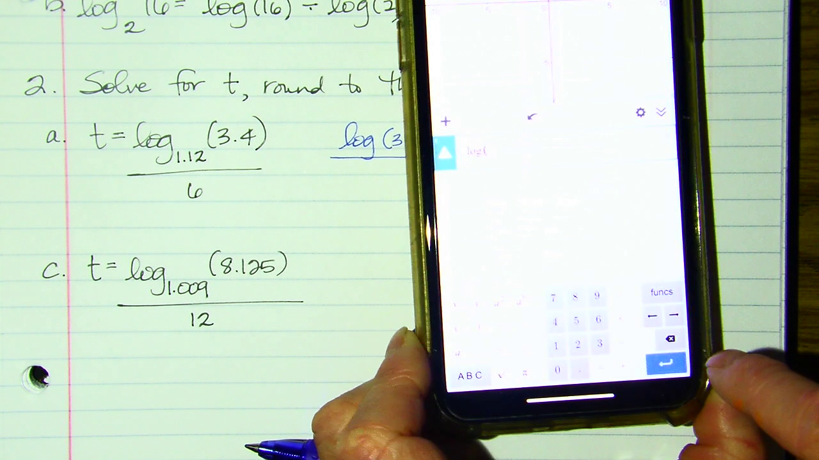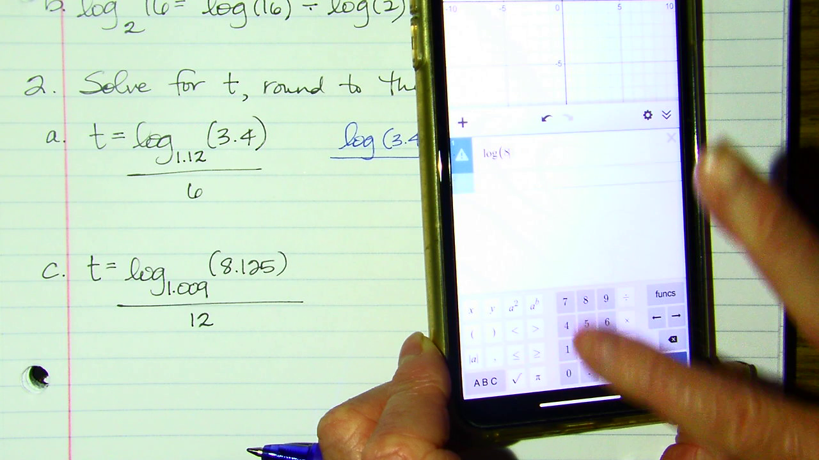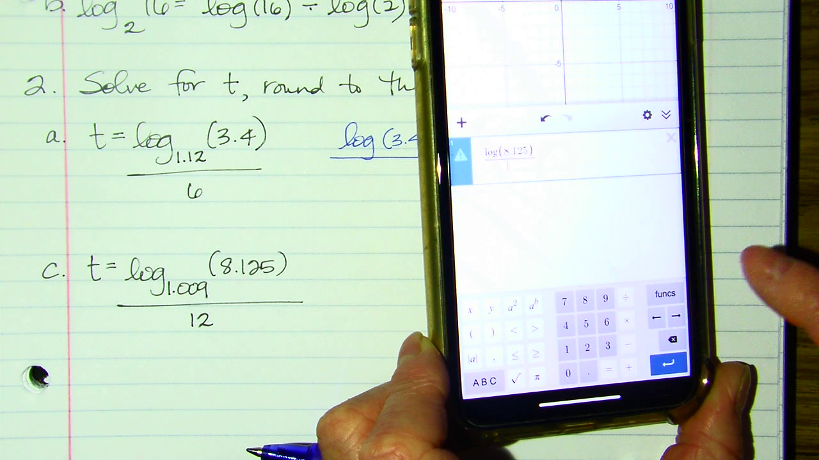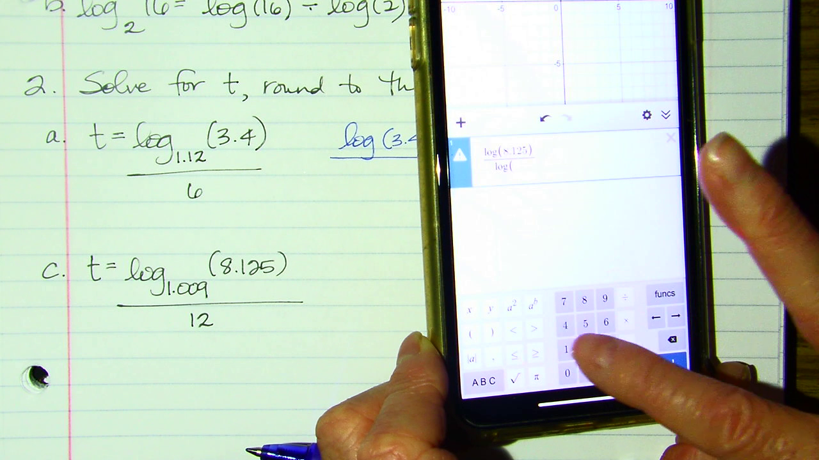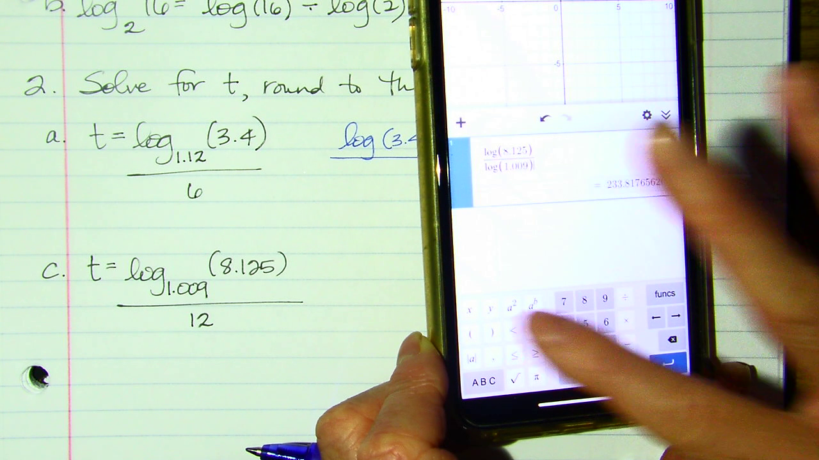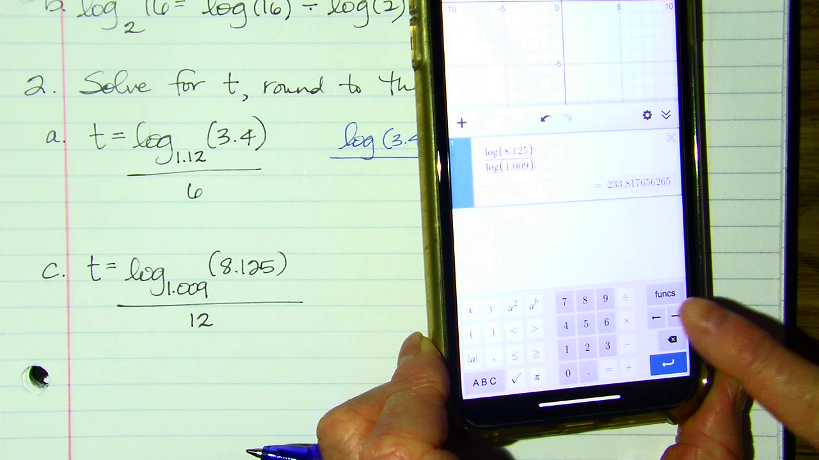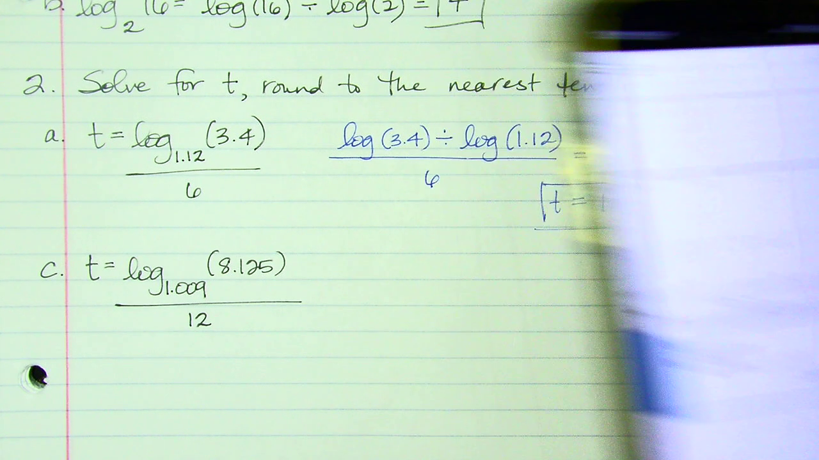So log, you could hit log, and in this case I would hit 8.125 divided by, and then hit functions, miscellaneous, log of 1.009. And notice it gives you an answer right here. And then I would divide by 6. Okay? So you can use Desmos.